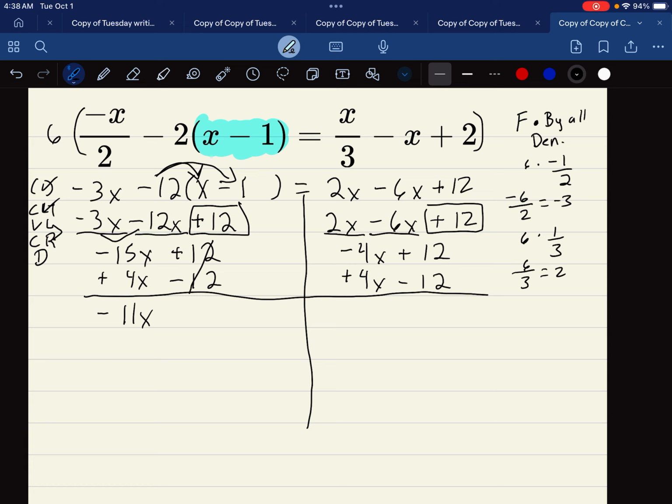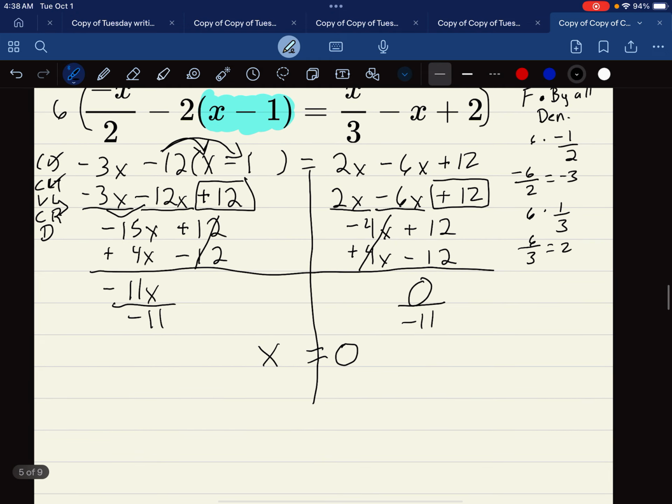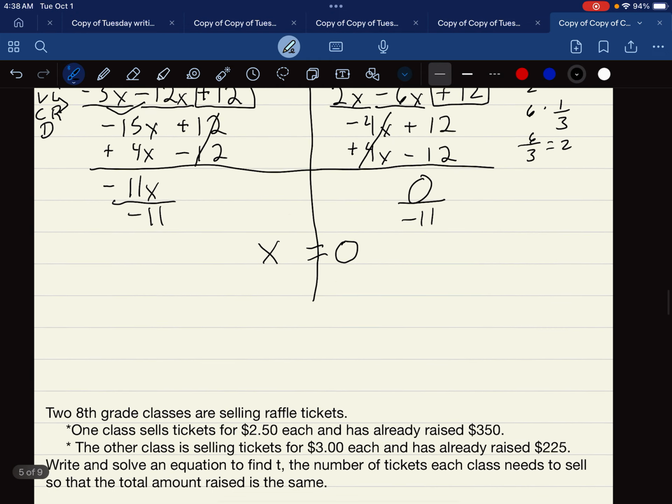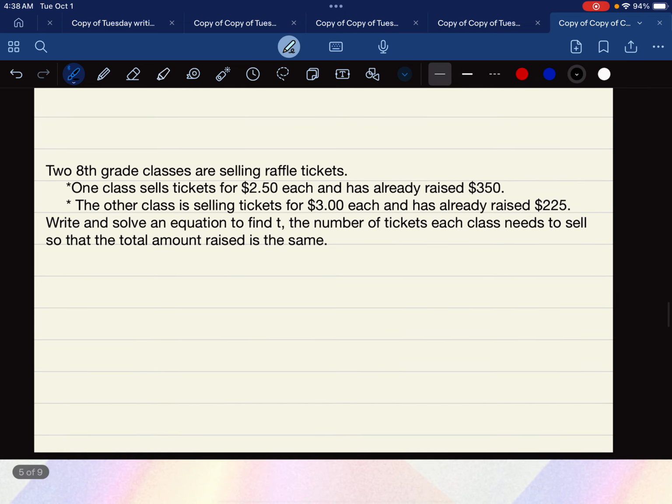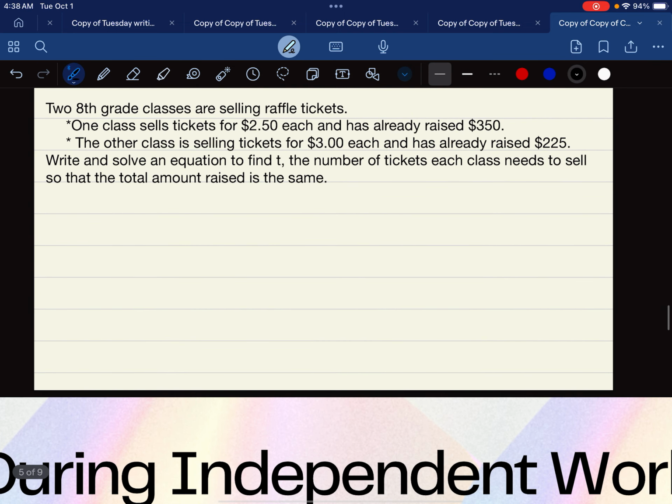Big fat 0. Negative 11x equals 0. Divide both sides by the negative 11. And I get x. And if I have nothing and I put it in 11 boxes, each box has nothing in it. So x equals 0. Again, plug that back in and check it. But for the sake of getting y'all on your independent practice, we're going to move on.